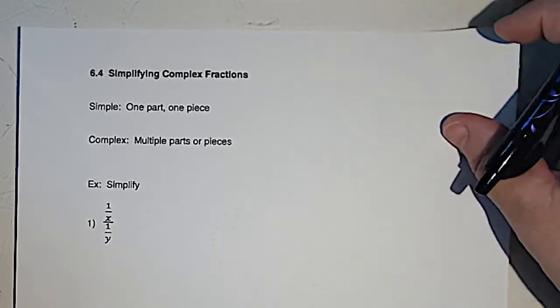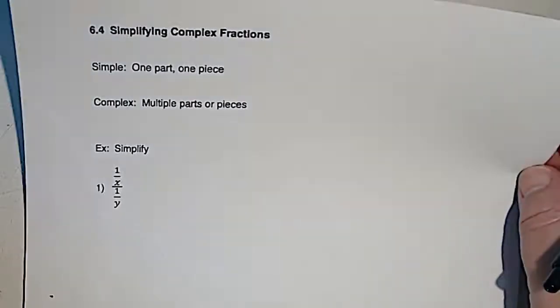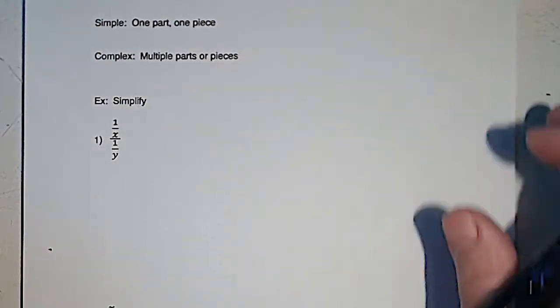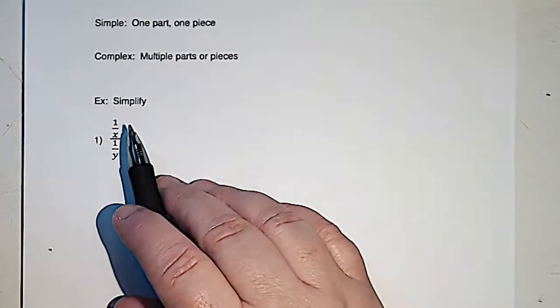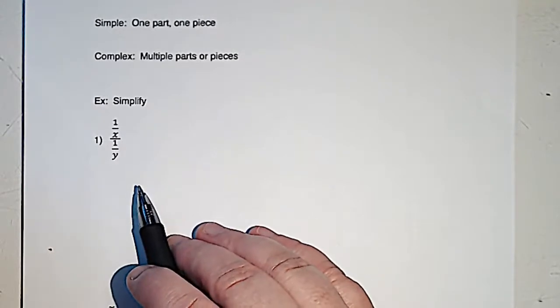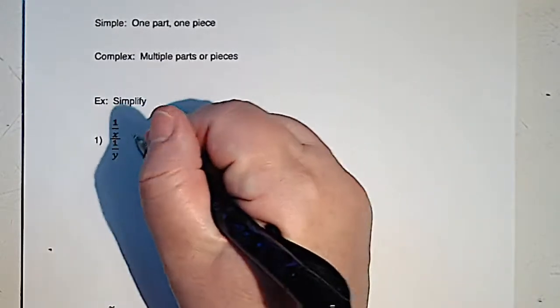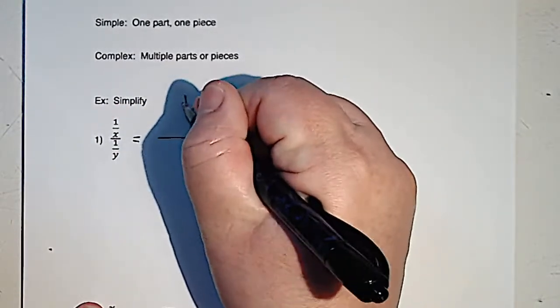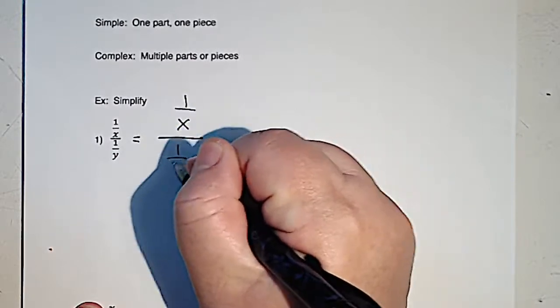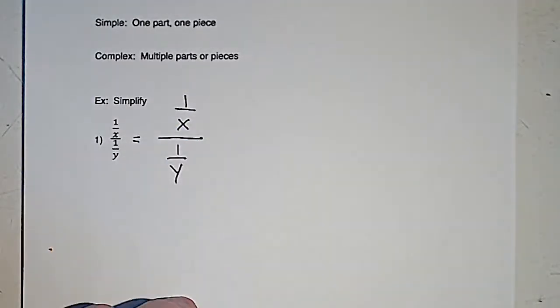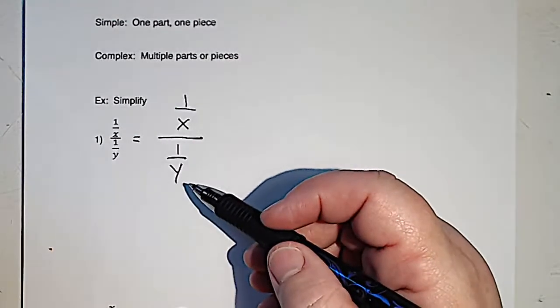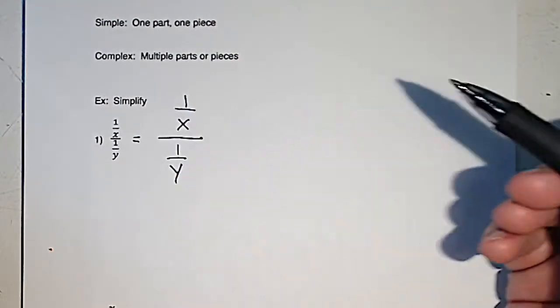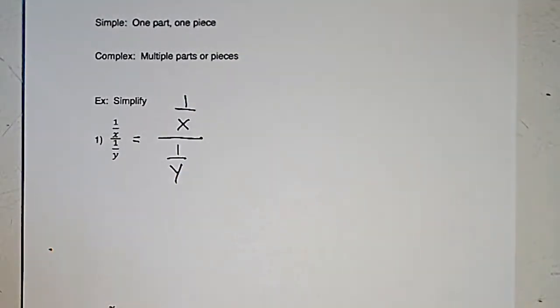So let's take a look. I'm going to jump right in rather than telling you how to do it. I'm going to go ahead and simplify. This is a complex fraction. Why is it a complex fraction? Well, I've got a fraction in the numerator and a fraction in the denominator. This is complex because it's a fraction inside a fraction. It's fractionception. Fracception? I don't know what it is.